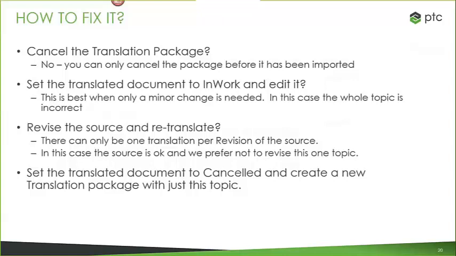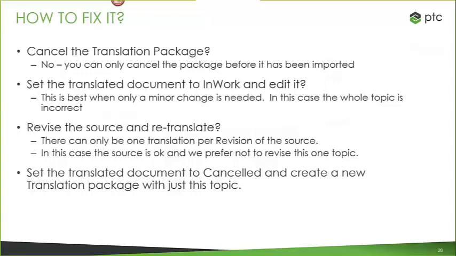The third option is you could revise the source and then send it out to be retranslated. And in that case, you would get a new translation because you've got a new revision. This is just the way that translation works in Service Information Manager. You can only ever have one translation per revision, where a revision is a major version rather than an iteration, which is a minor version. So we could do this.